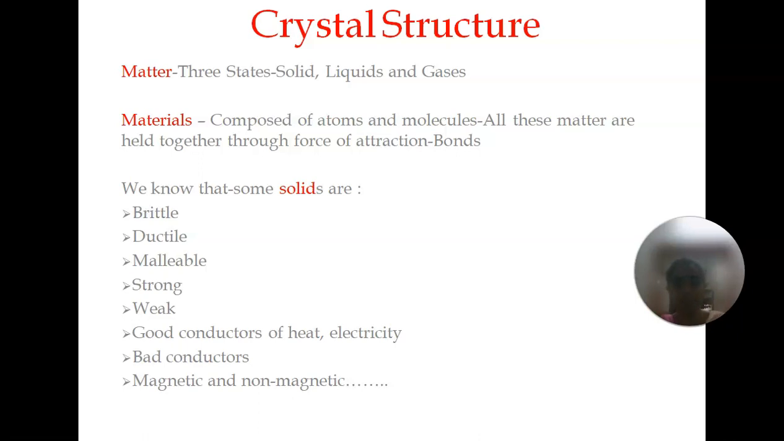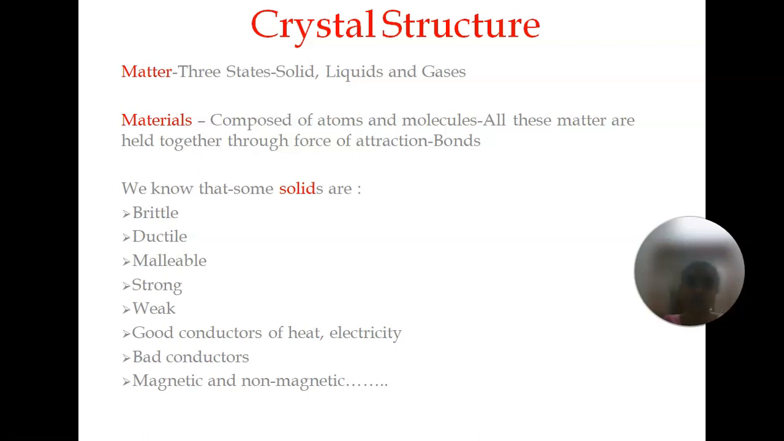We have many types of solid materials, called brittle material, ductile material. These are the properties of solids. Sometimes it behaves as ductile, sometimes as malleable, sometimes it is very strong, sometimes it is very weak. These are all the general properties of a solid material. So we know about the matter: solid, liquid and gases. And why we have to study the crystal structure is, the solid structure, we know materials are composed of atoms and molecules, and all these are bonded together with the force of attraction.